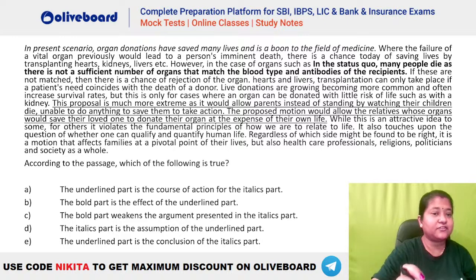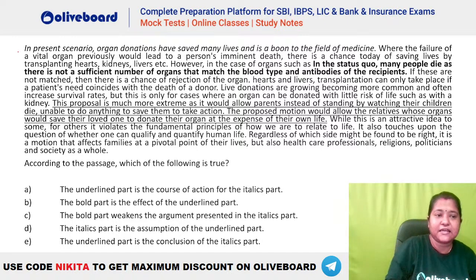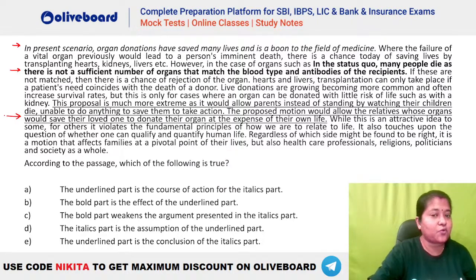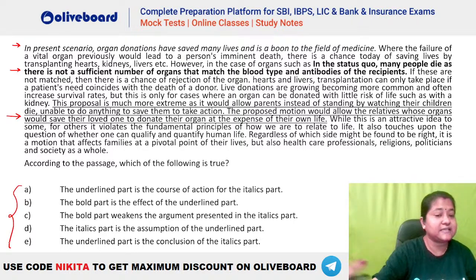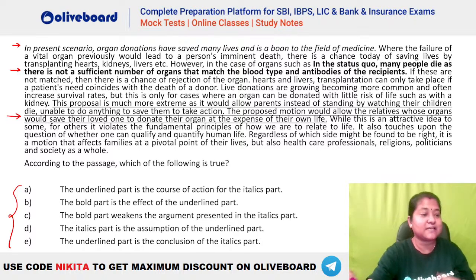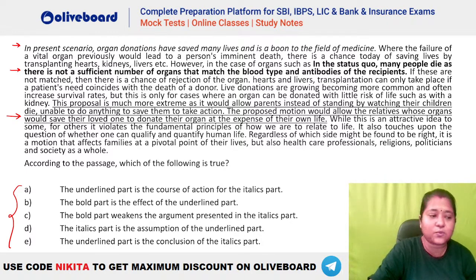So you can see there are 3 parts to it. The first line is given in italics here. This is the one that is given in bold, and this is the one that is underlined. So you have to understand what is the relation, right? Which of the following will be the right relation? That is, the underlined is the course of action for the italics part, or whether the bold part is the effect of the underlined part here. You have to do that with the help of the options given. So check which of the options shows the right relation that exists between these 3. Okay, check it out. Let's see.